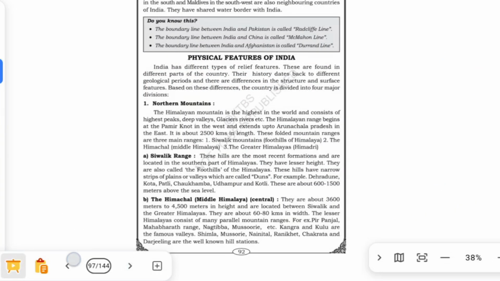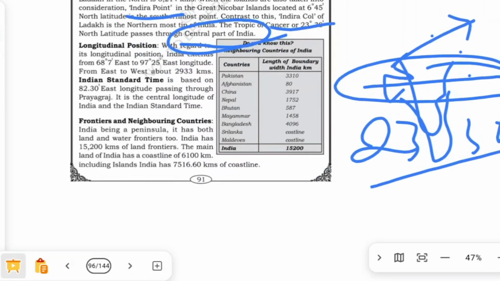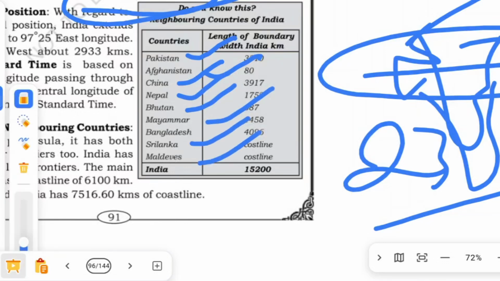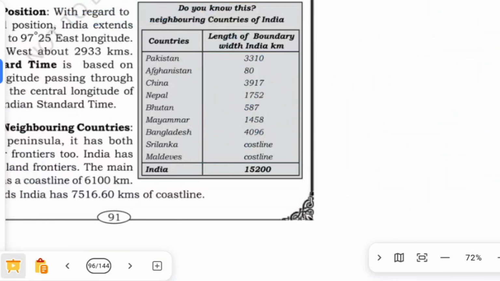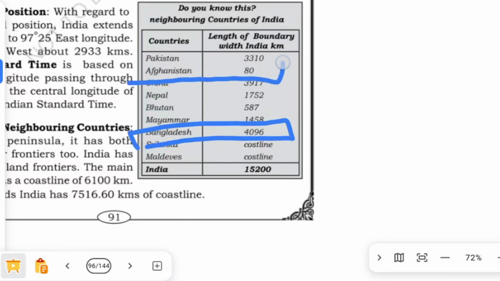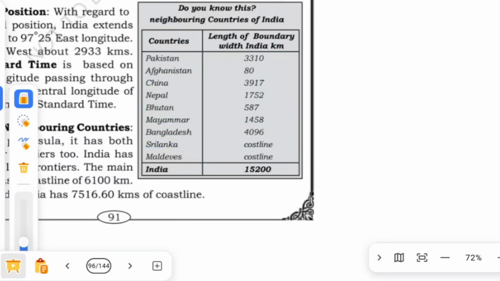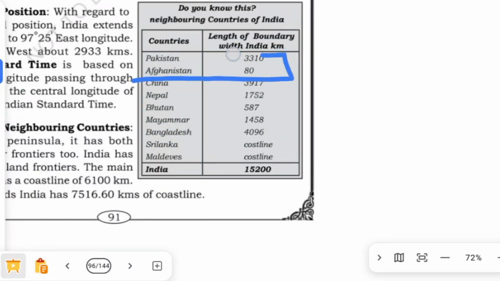Other than that, India shares boundaries with Pakistan, Afghanistan, China, Nepal, Bhutan, Bangladesh, Myanmar, Sri Lanka and Maldives. You have to remember how many countries share a boundary with India. That is very important. The longest boundary shared with India is with Bangladesh, 4,096 kilometers, and the shortest is none other than Afghanistan, 80 kilometers. You must remember this much.